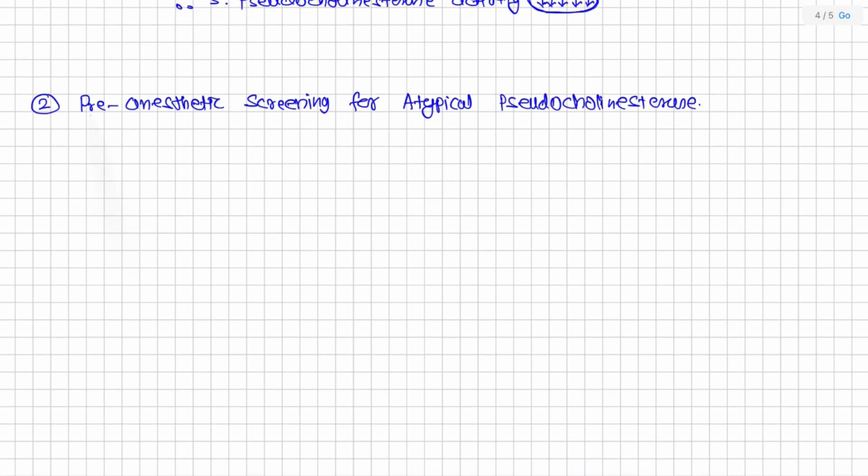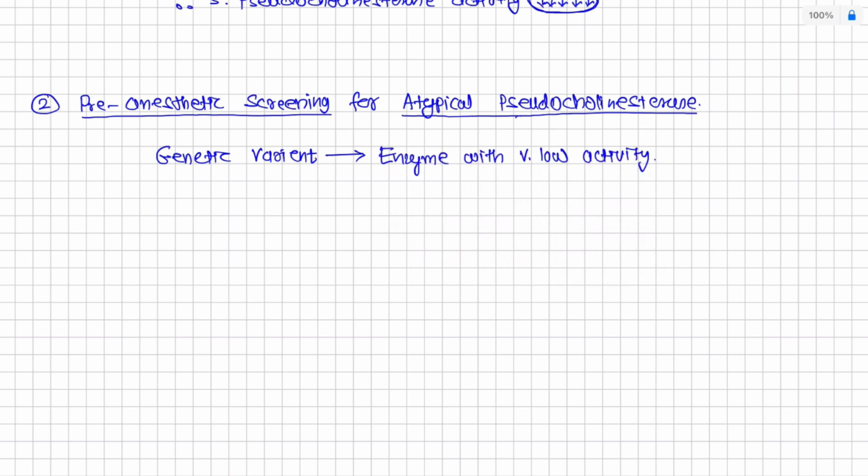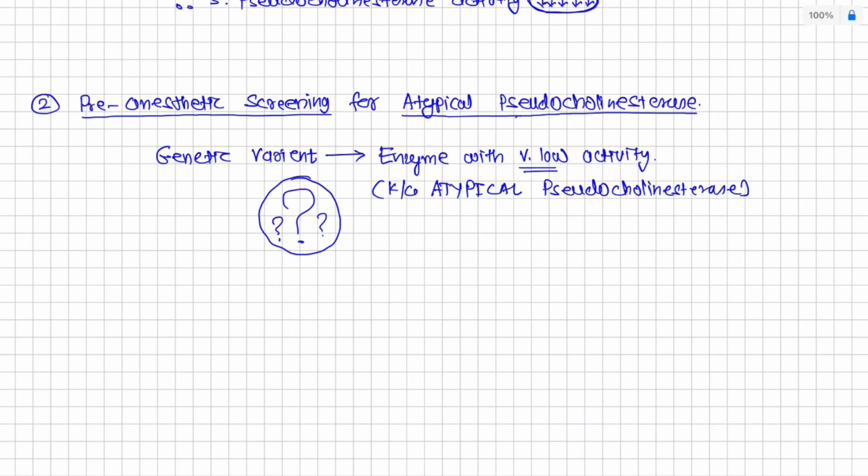Now, in pre-anesthetic screening for atypical pseudocholinesterase, what happens? Some people have a genetic variant that makes a version of this enzyme with very low activity. Such a variant enzyme is known as atypical pseudocholinesterase, and such a person will mostly have a normal life. If such a person has a normal life, then why is that a problem? The problem occurs when this person needs to undergo anesthesia.